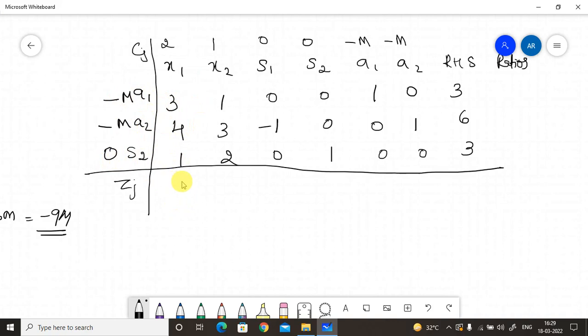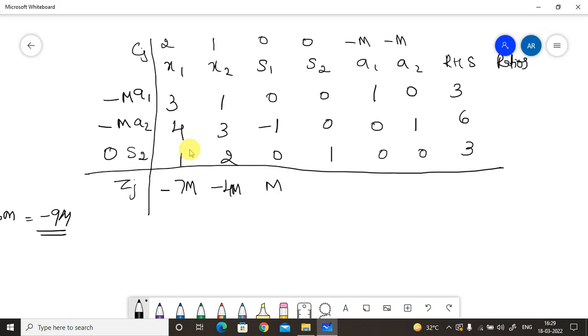What is the value that you have to write? Just multiply the Cj with all the values you have written inside the columns. One by one column we have to consider. So what is the value now? Minus m into 3, that is minus 3m, minus 4m. So minus 3m minus 4m will become minus 7m, plus 0 into 1, 0. So what is the value of Zj here? Minus 7m. Similarly go for the second column: minus m into 1 plus minus m into 3 plus 0 into 2, minus m minus 3m, that's minus 4m. Then we go for the third column: minus m into 0, 0, minus m into minus 1, so that's m, right? So this will become m.